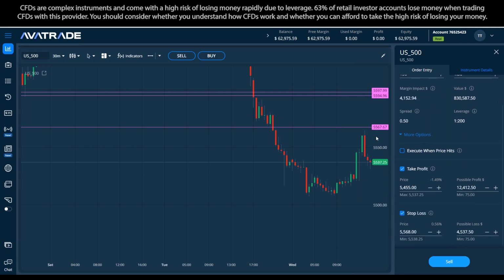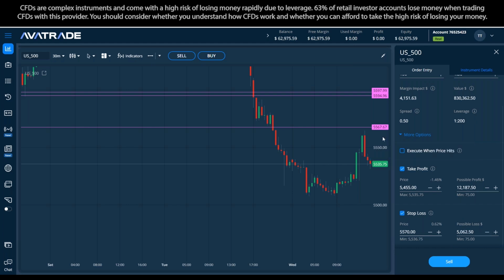So stop loss, 55.67 would be above today's high. So let's say 55.68 to be above that pivot line. So 55.68 on the stop loss. You could even go a little higher if you wanted, 55.70, just to be clear of it. And you see the risk is less than half of the potential profit.